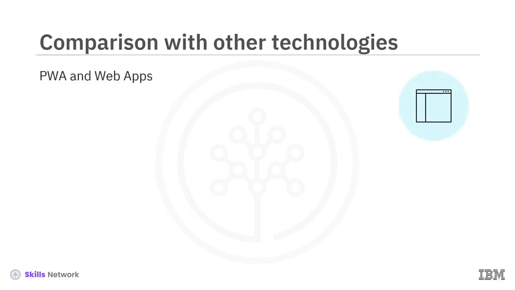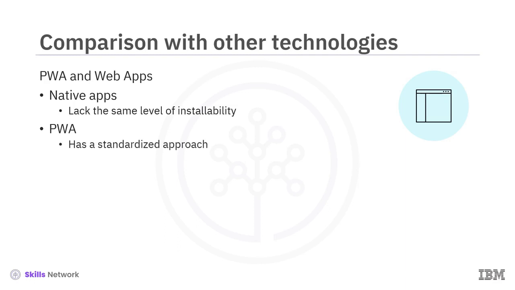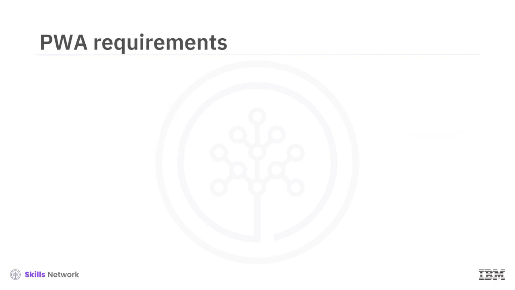PWAs have several advantages over pure web applications. Web applications lack the same level of stability as PWAs. This is because the capabilities of the browser limit web applications. PWA has a standardized approach to simulate the native experience. To create a progressive web app, you must include the following building blocks.